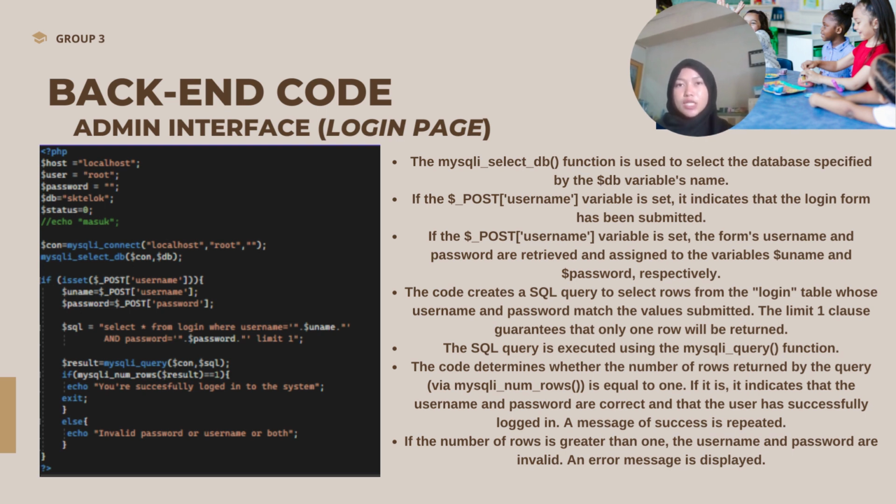Firstly, the mysqli_select_db() function is used to select the database specified by the $db variable name. And if the $_POST username variable is set, it indicates that the login form has been submitted. If the POST username variable is set, the form username and password are retrieved and assigned to the variables $uname and password respectively, and the code creates a SQL query to select a row from the login table whose username and password match the value submitted. The LIMIT 1 clause guarantees that only one row will be returned.